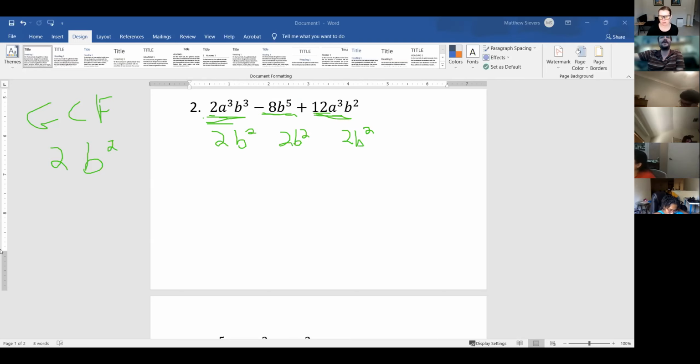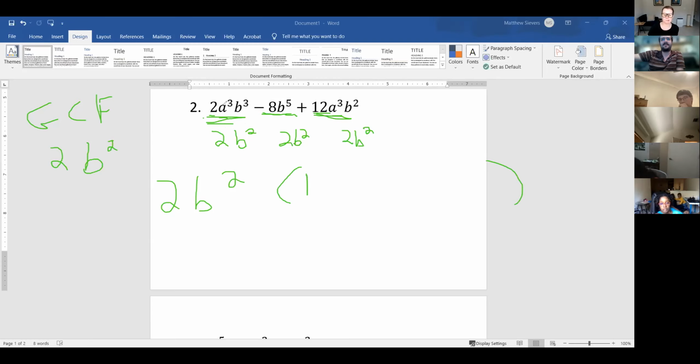Okay, so 2a to the 3rd, b to the 3rd. And we're dividing that by 2b squared. So I want to put my 2b squared on the outside and some big parentheses to write stuff in the middle. If I look here, 2 divided by 2 is going to give me what? 1. Same thing over itself is always 1.